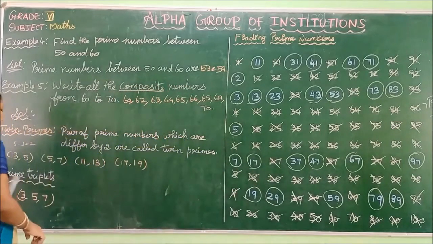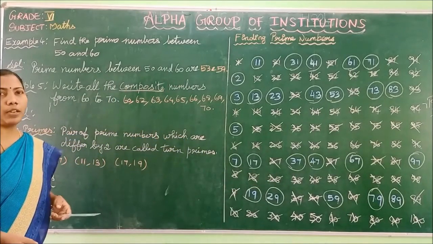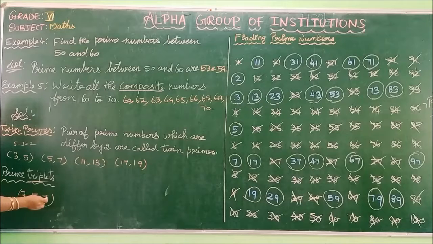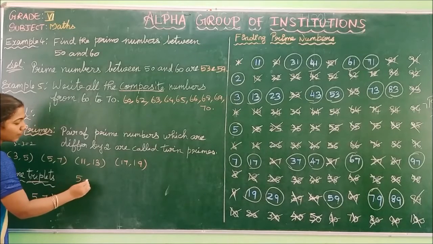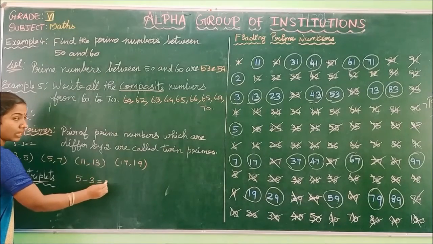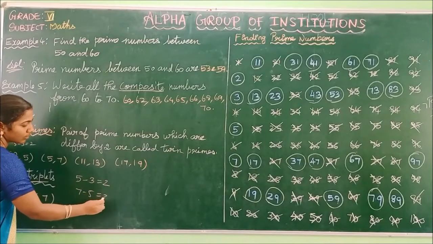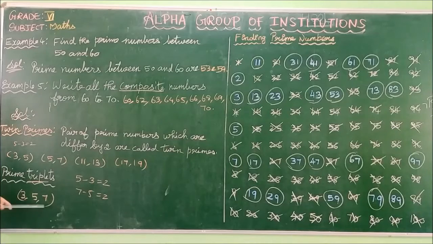Okay. See the next one, prime triplets. What are called prime triplets? For prime triplets, triple means what? 3 numbers. So you have to consider 3 prime numbers. They differ by 2. See here, I have taken 3, 5, 7. First you subtract 3 from 5. So what is your answer? 2. Next you subtract 5 from 7. So what is your answer? 2. Thus we have taken 3, 5, 7. They differ by 2. So we call 3, 5, 7 prime triplets. Okay, it's clear, children. Thank you.